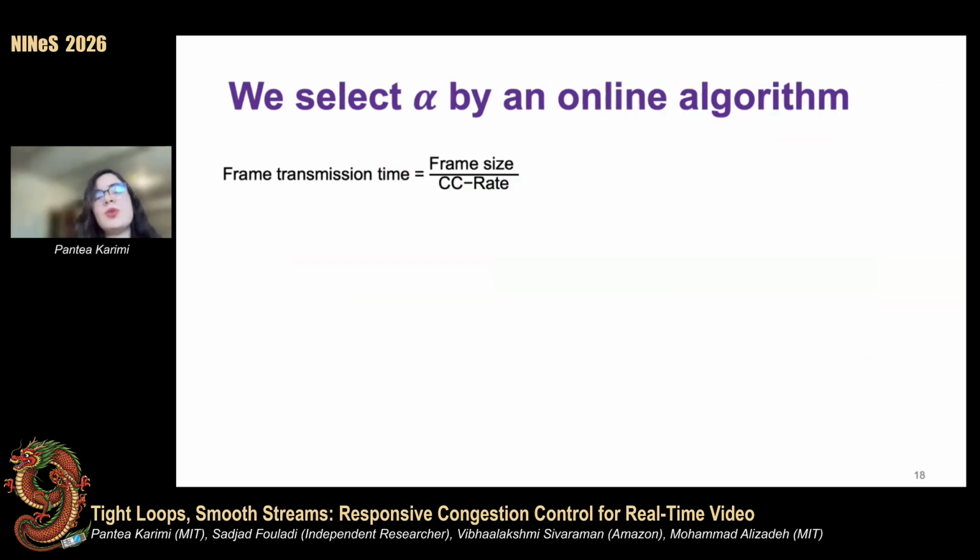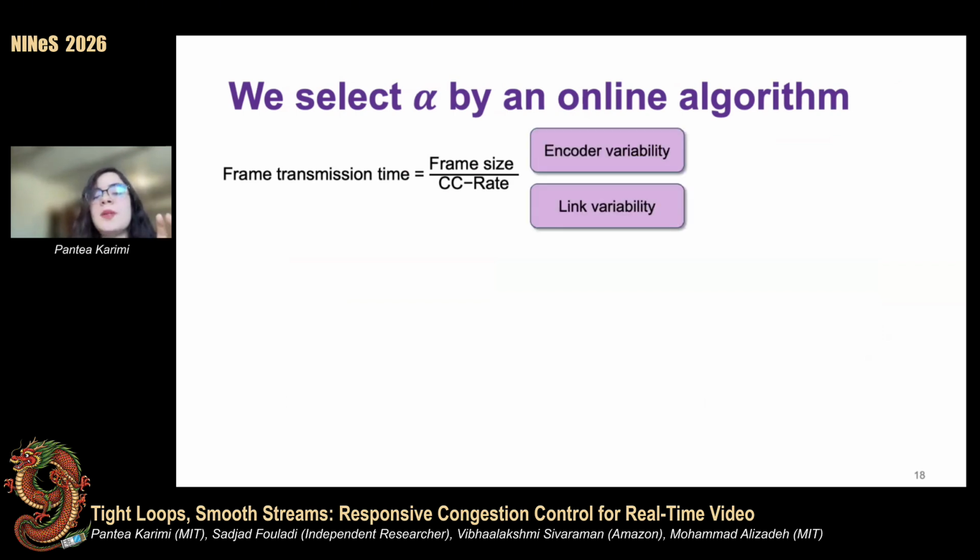Now, to show you how we do it, we pick alpha using a smart online algorithm to control the tail of frame transmission times. We picked frame transmission times because it's one signal that captures both the encoder variability, captured in the frame sizes, and the link variability, captured in the congestion control rate.